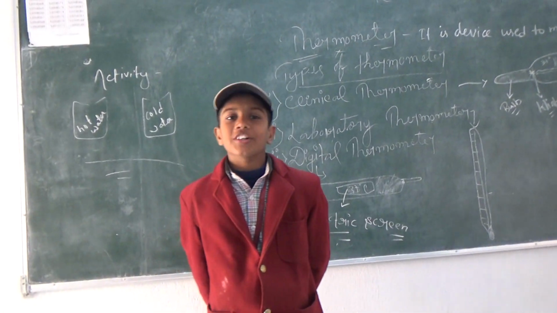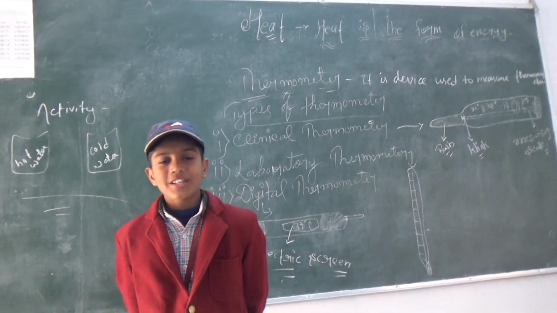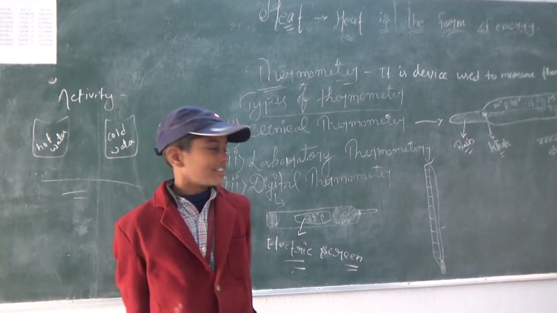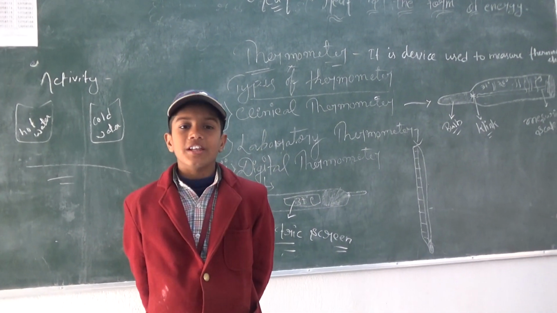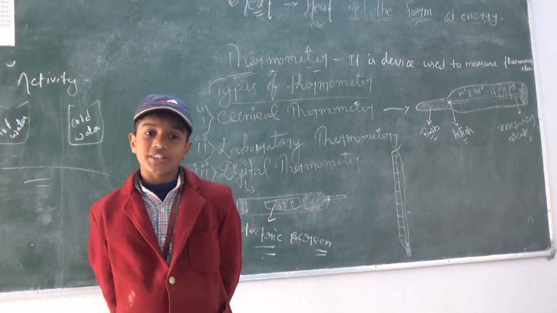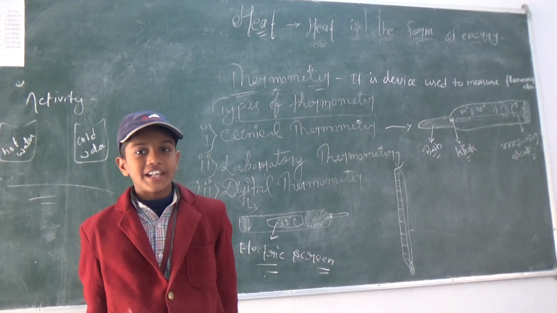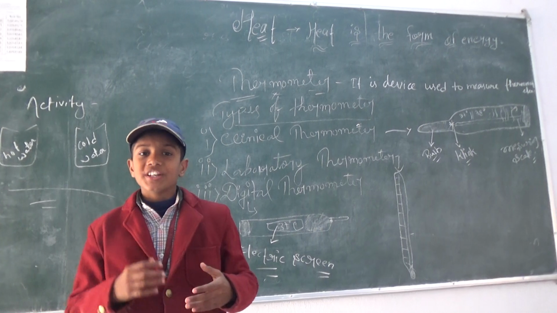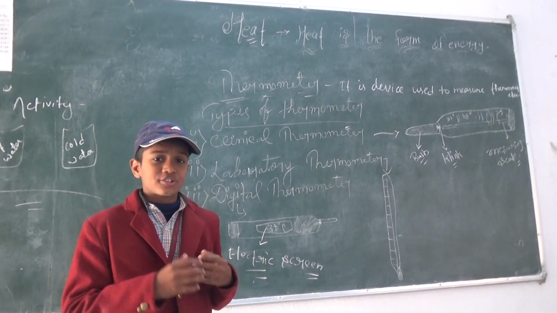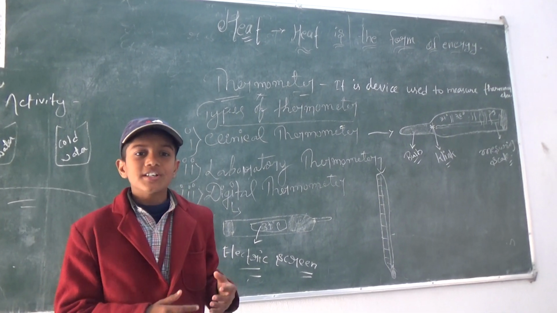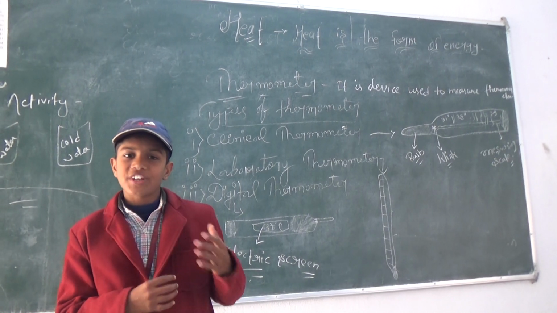Today we learn about the laboratory thermometer. What is a laboratory thermometer? Is it the same as a clinical thermometer? So let's begin. A laboratory thermometer is used to measure the temperature of any object. In a lab, there are two types of reactions held. First, exothermic, which is in the form of positive. Second, endothermic, which is in the form of negative.